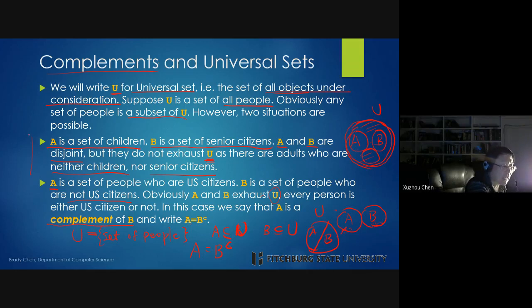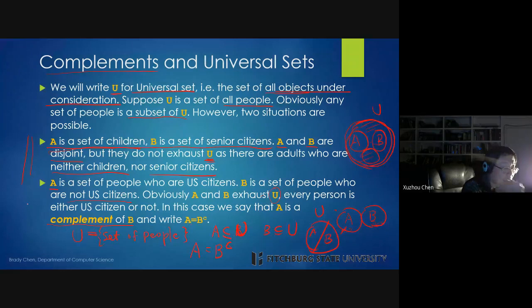And back to the second case, because you can always find people who are not in A and not in B, we cannot say A is a complement of B. If a person is not a child, this person may not be a senior citizen either, right? It's not like if it's not a child, the person must be a senior citizen.